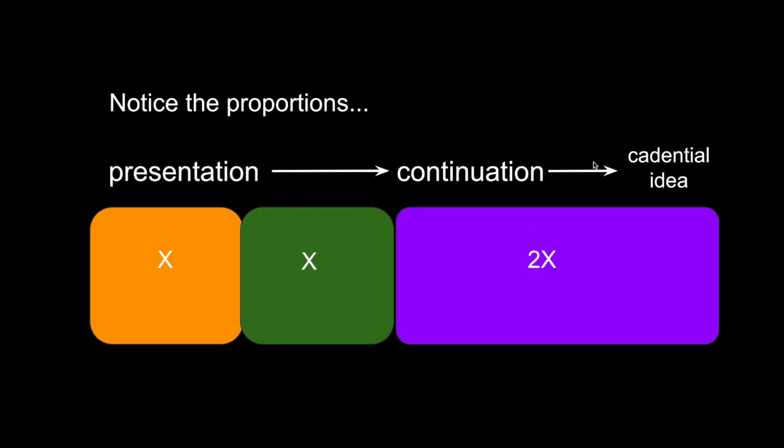Notice I'm putting the continuation and the cadential idea together because sometimes the cadential idea is a whole phrase on its own. Right? It might be a 2-measure thing. Or sometimes it just is at the end of the continuation. Okay, so that is the high-level view.